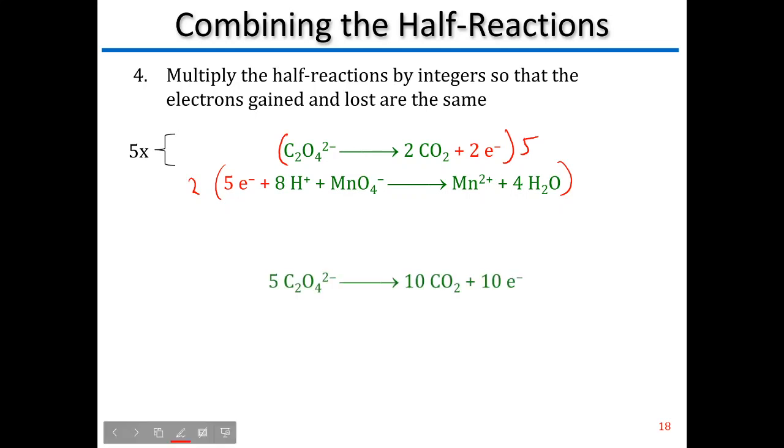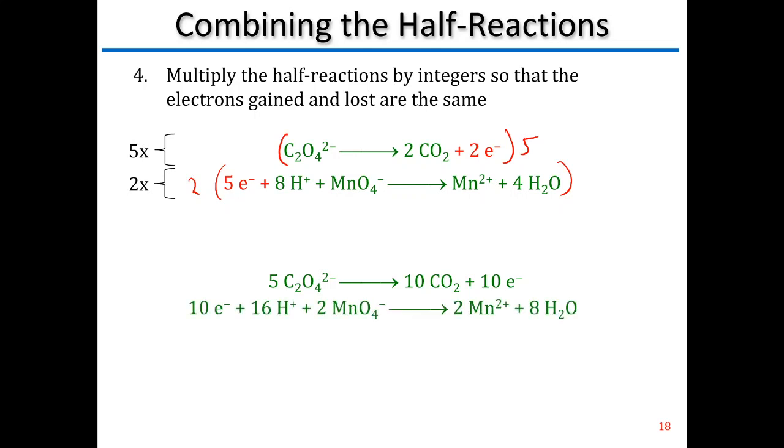So multiply by 5, which will give you this: 5 chromate, 2 minus, plus 10 CO2, plus 10 e-. Multiply the other one by 2. Sometimes you'll see that this coefficient and this coefficient, you just swap them. Sometimes it works out that way, and this is one where it works out that way. So multiply the other one by 2. This gives me 10 electrons on this side, 16 hydrogen, and you can do the rest. The important thing in here is that I'm left with 10 electrons and 10 electrons. That's my most important thing.